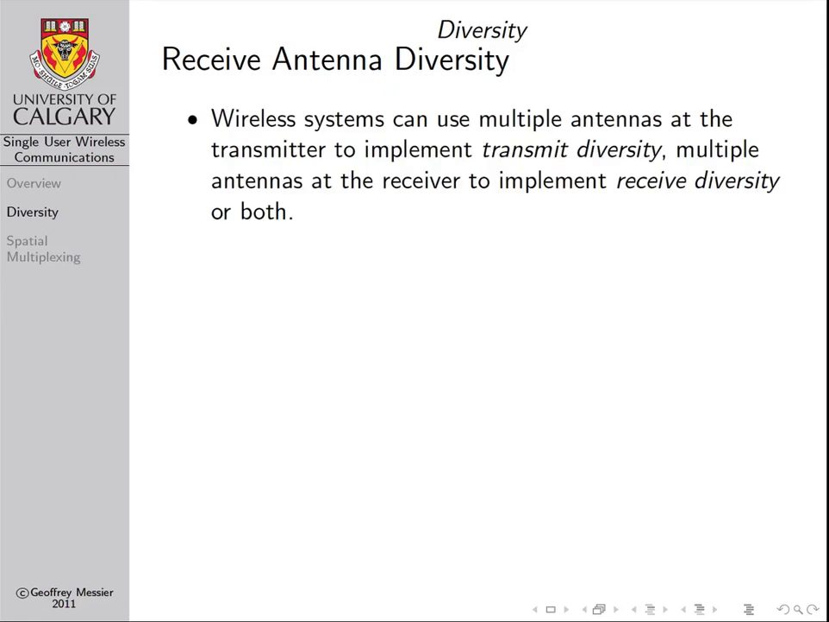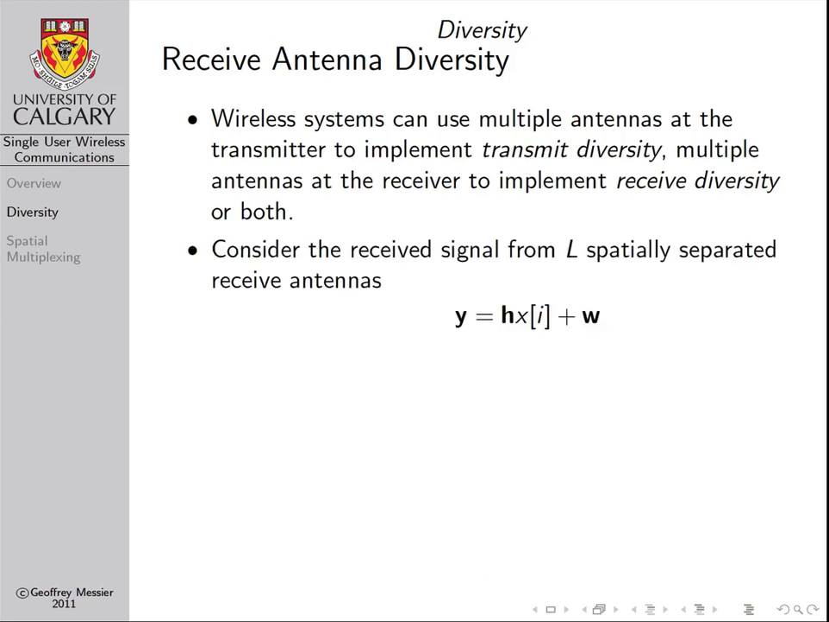So, as I said, we can implement multiple antennas at the transmitter, which is what's known as transmit diversity, or multiple antennas at the receiver, which is known as receive diversity. Or we can have both, and we'll see that when we look at our analysis of MIMO systems. So if we consider the received signal from L spatially separated receive antennas, again we get exactly the same equation that we had for the time diversity case and the frequency diversity case. And so let's take a look at it.